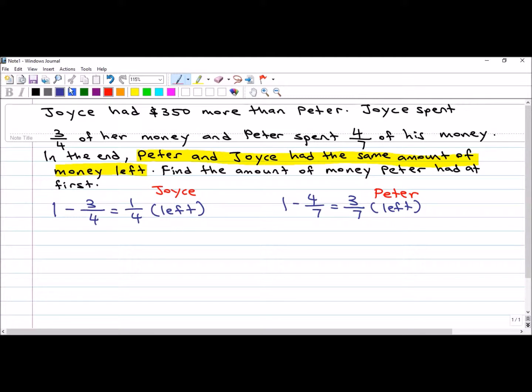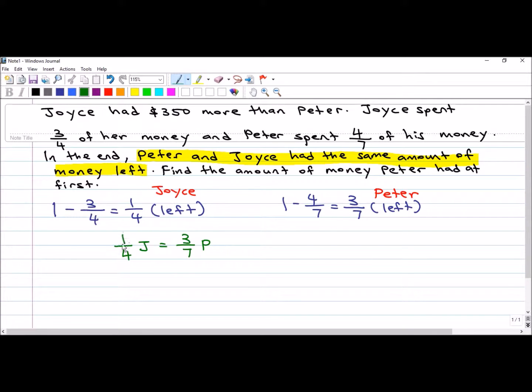So what I'm going to do is this, in equal concept, I'm going to equate this fraction with this fraction, because the question says the amount of money Peter and Joyce had left is the same. So that means I can equate 1/4 of Joyce and 3/7 of Peter. I make it equal.